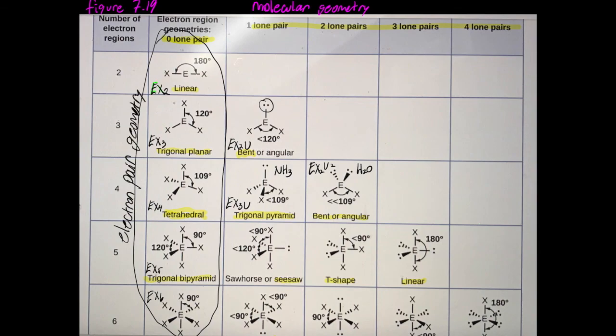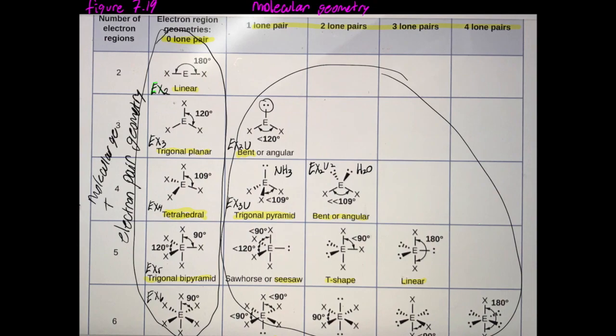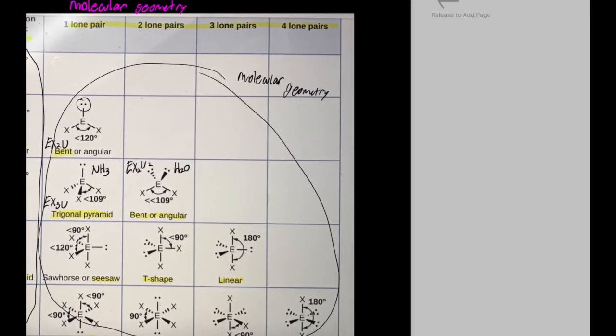Okay, and then these over here are also called molecular geometries if you don't have any lone pairs. I just want to highlight what the book is saying. And then over here, these are all molecular geometries, okay? So that's how you do this. So let's look at using that table.